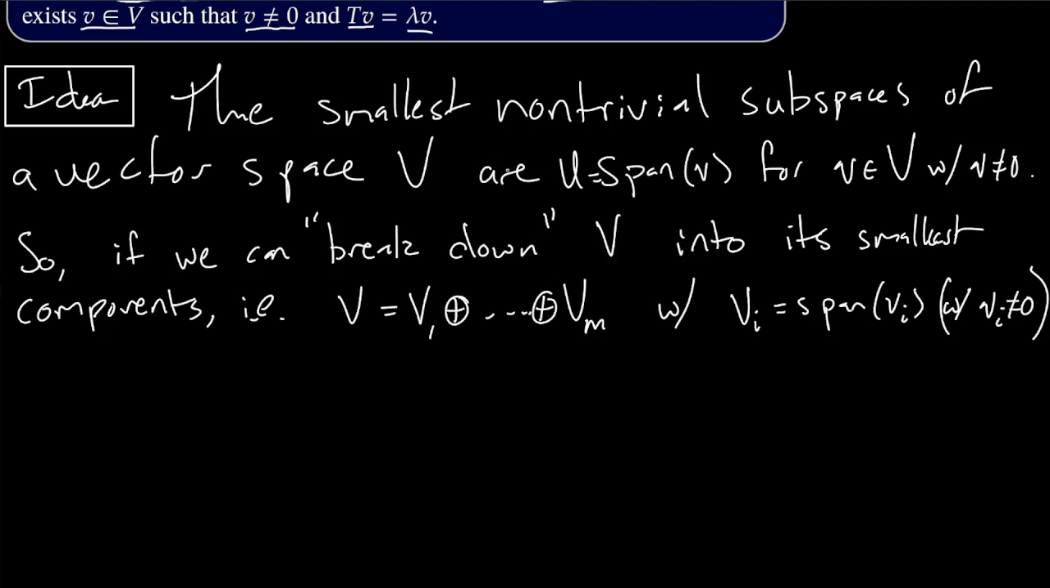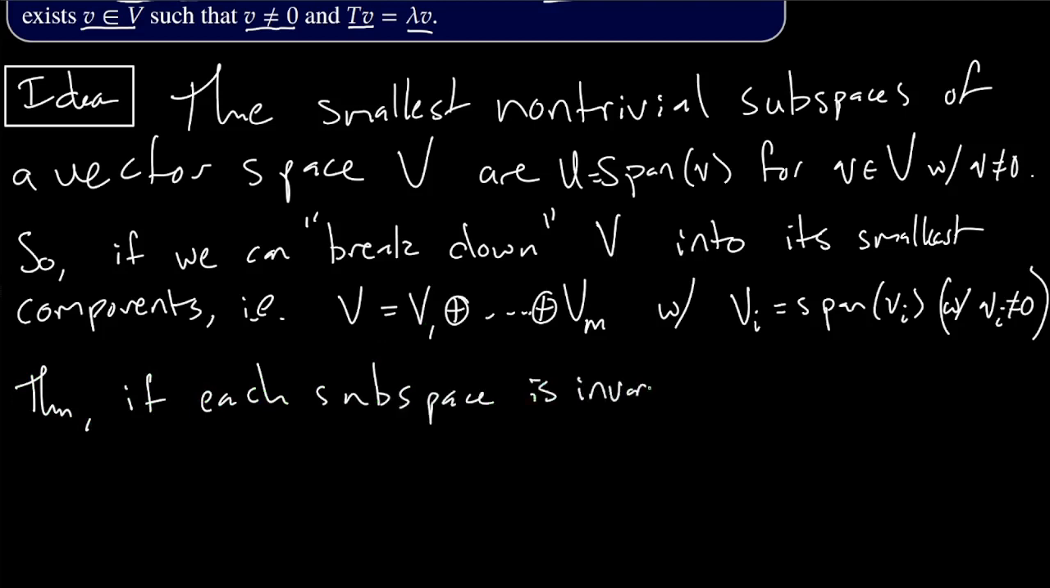All right, so if you take V and you break it down into its smallest components, that is, you break it down into a bunch of one-dimensional subspaces, then if each subspace is invariant under T, we have a good description of what T does.